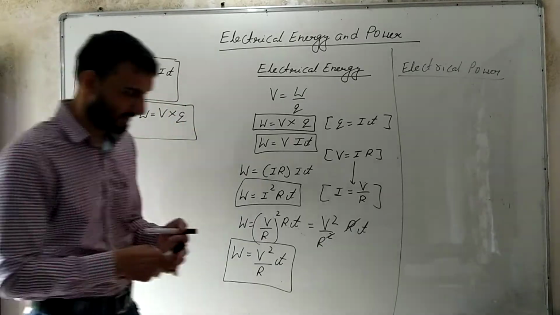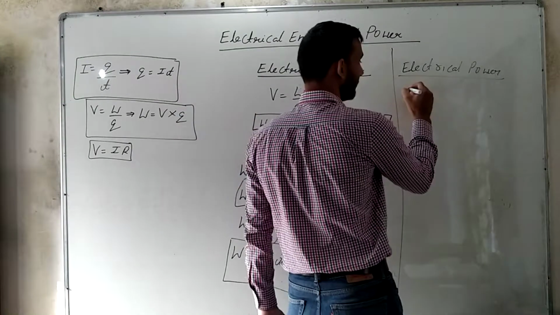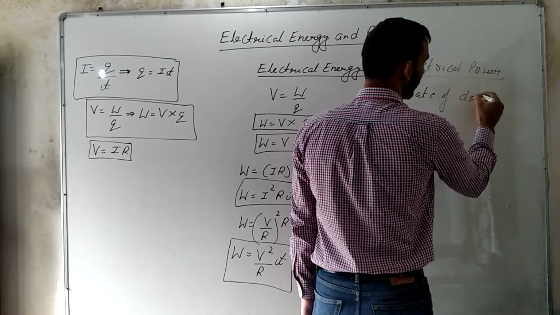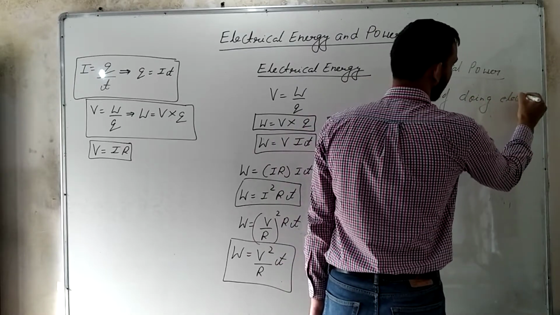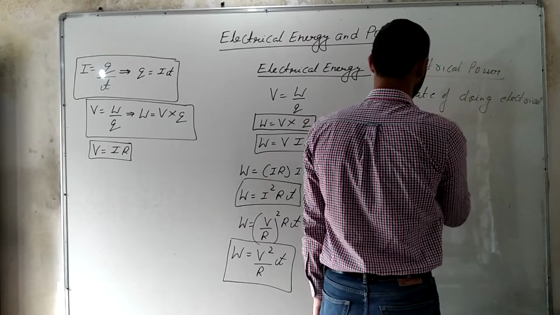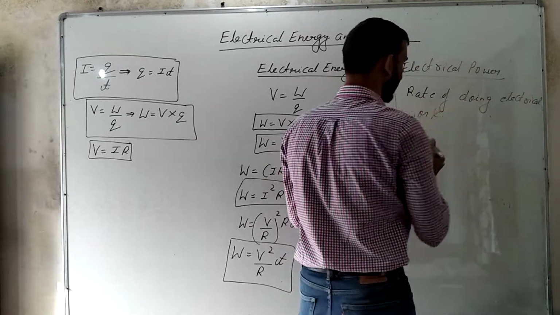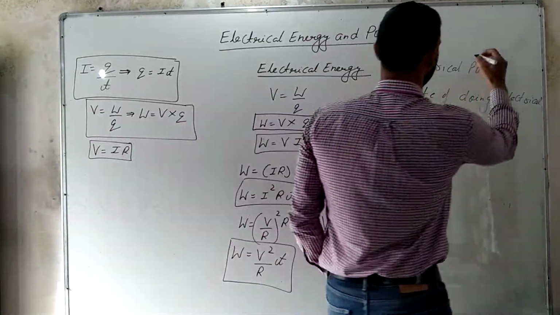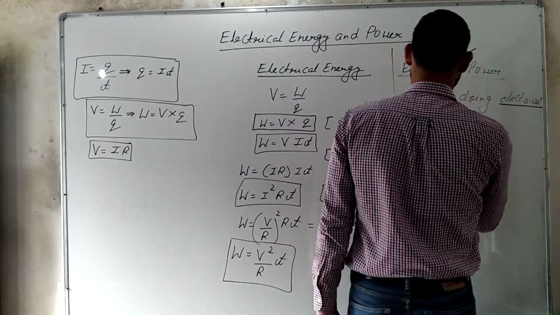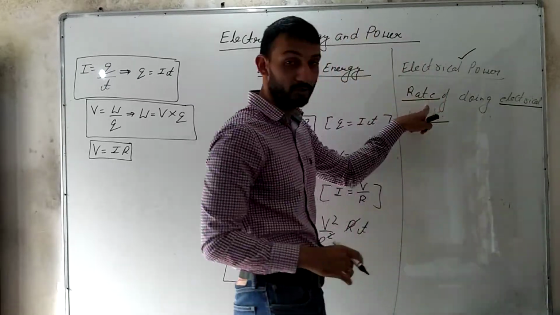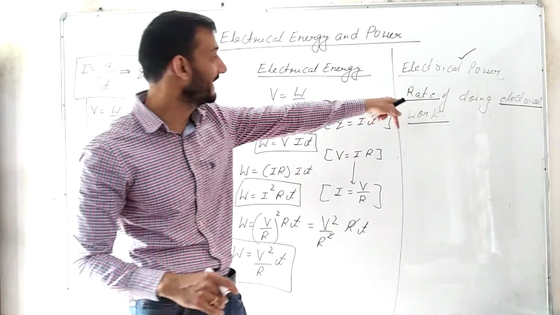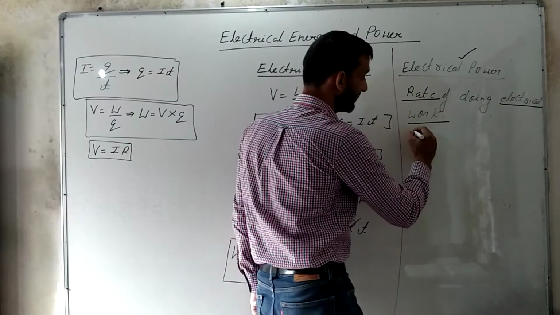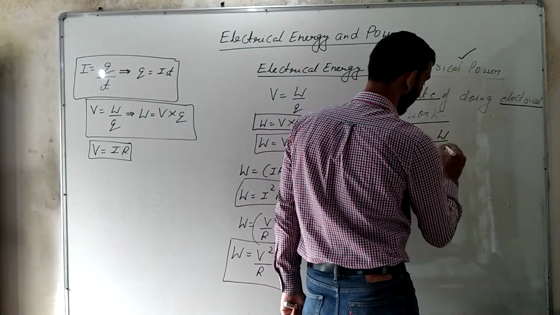So let's begin with power. I hope you all know how to define power. So power is rate of doing electrical work. So I hope now you must have understood why we were dealing with electrical work, because for defining electrical power we need electrical work. So this is rate. I told you the meaning of this word rate means with respect to time. So electrical work done with respect to time is power. So power is equals to work done upon time.